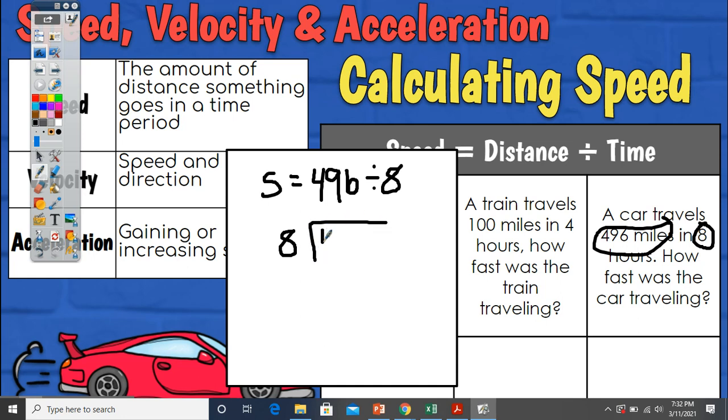So big number goes inside the box and becomes my dividend. Sorry, my handwriting's not the best. I'm doing it on my computer instead of my smartboard. So I'm going to start my long division process.